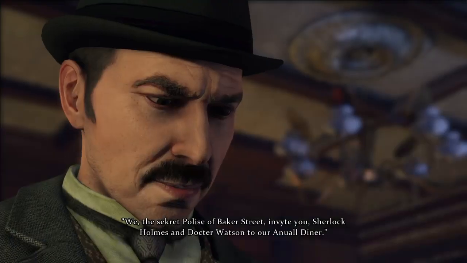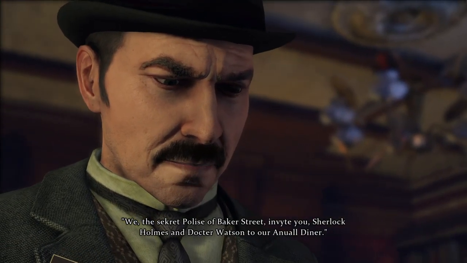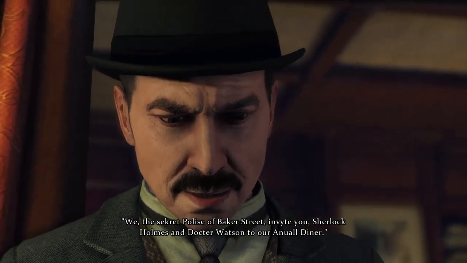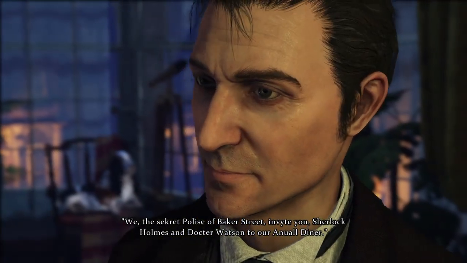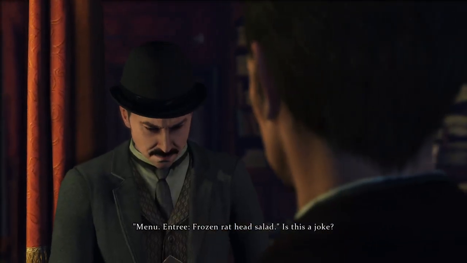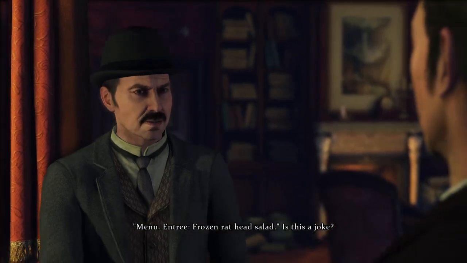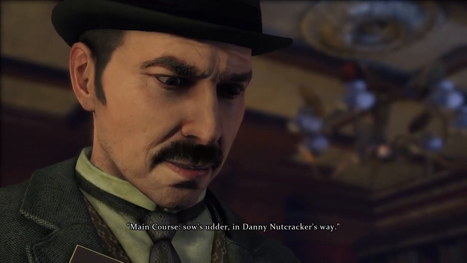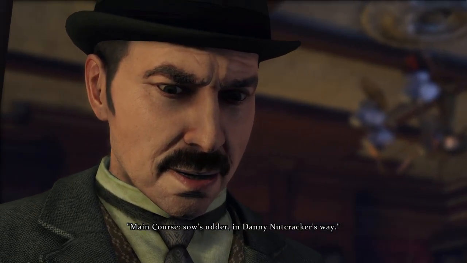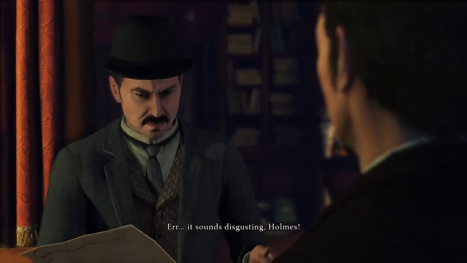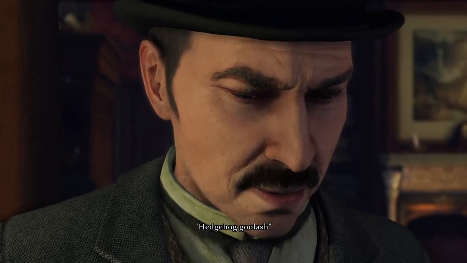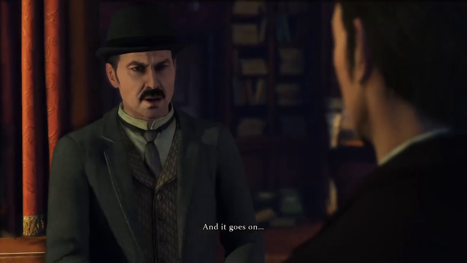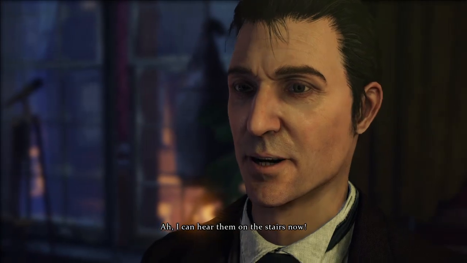All right. We, the secret police of Baker Street, invite you, Sherlock Holmes, and Dr. Watson to our annual dinner. Menu, entree, frozen rat head salad. Is this a joke? Not at all. Pray continue. Main course, sow's udder in Danny Nutcracker's way. What? Sounds disgusting, Holmes. Hedgehog goulash. Street turnips in homemade juice. And it goes on.